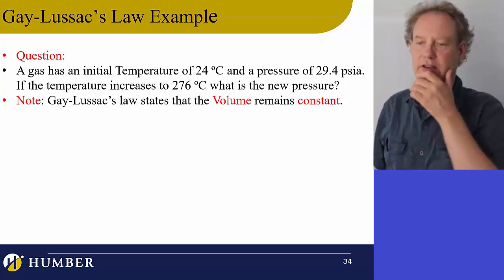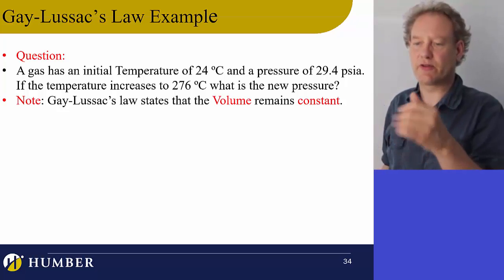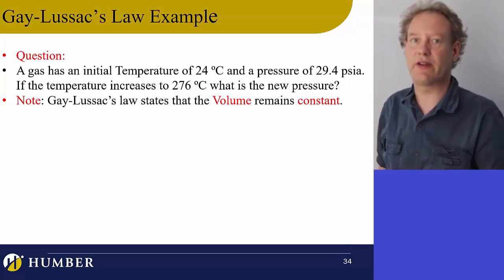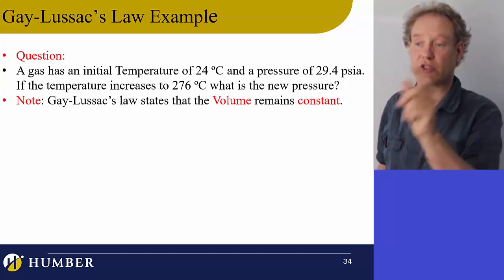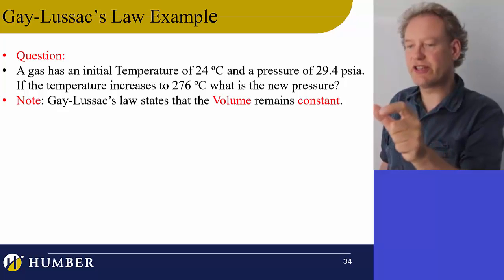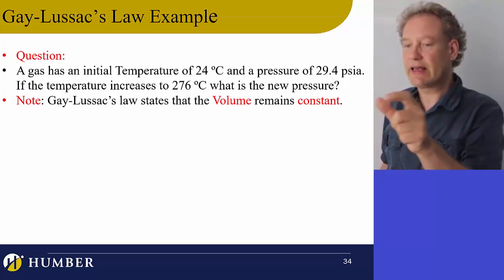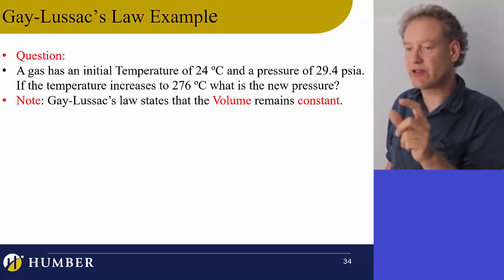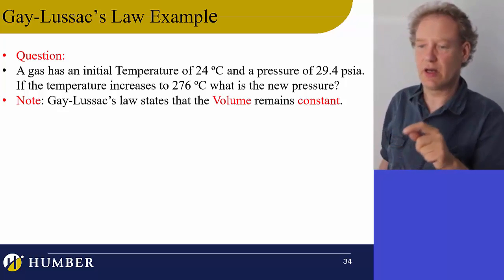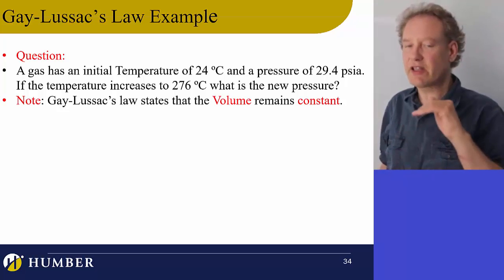Gay-Lussac's. Okay, so a gas has an initial temperature of 24 degrees Celsius, so we're going to have to convert that to Kelvin. Okay, and we've got 29.4 psi-A. Sweet. Okay, so if the temperature increases, because Gay-Lussac's is all about temperature and pressure. So for increasing the temperature to this degrees Celsius, what is the new pressure? Okay, and we have to keep the volume the same.